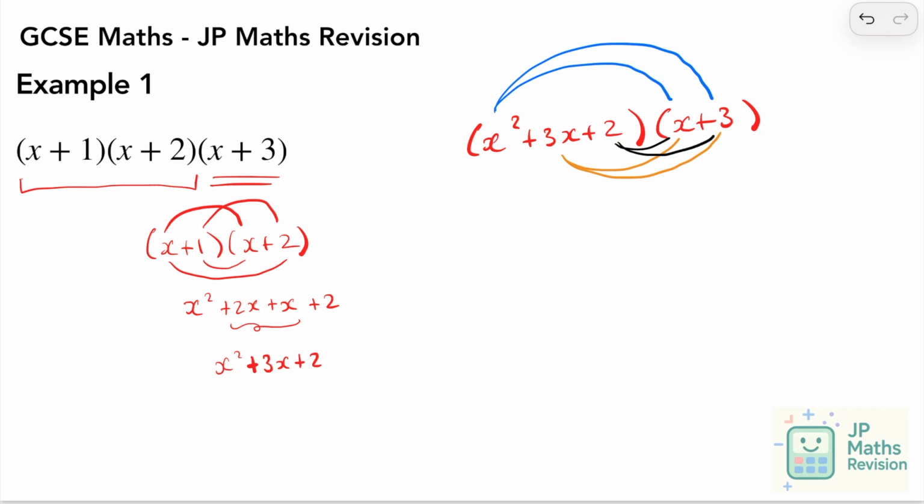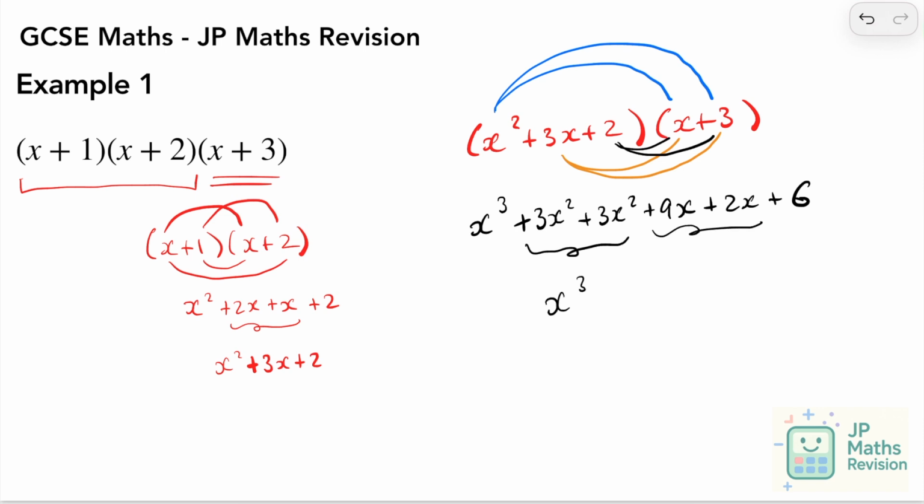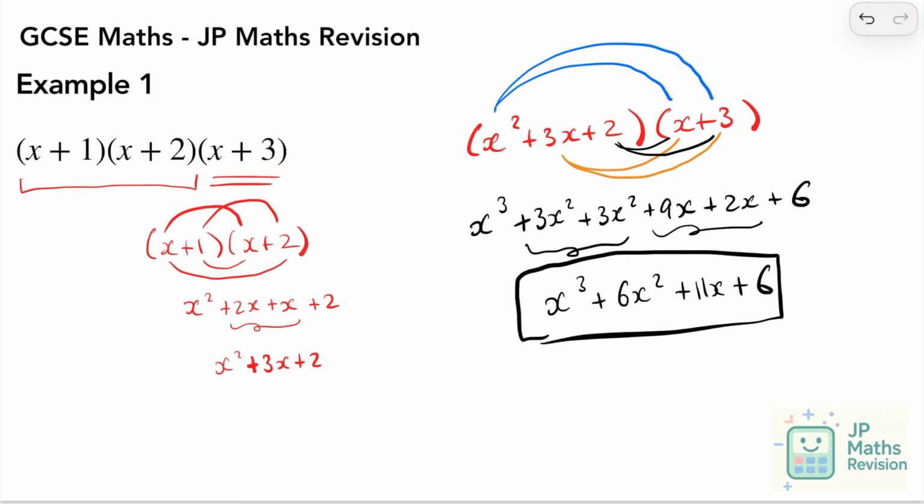So x squared times x is x cubed, and x squared times 3 is 3x squared. 3x times x is 3x squared, and 3x times 3 is 9x. And then finally 2 times x is 2x, and 2 times 3 is 6. So we've got that long expression there, so we need to simplify it. If we collect the like terms, we end up with x cubed plus 6x squared plus 11x plus 6. And that is the answer to that question.